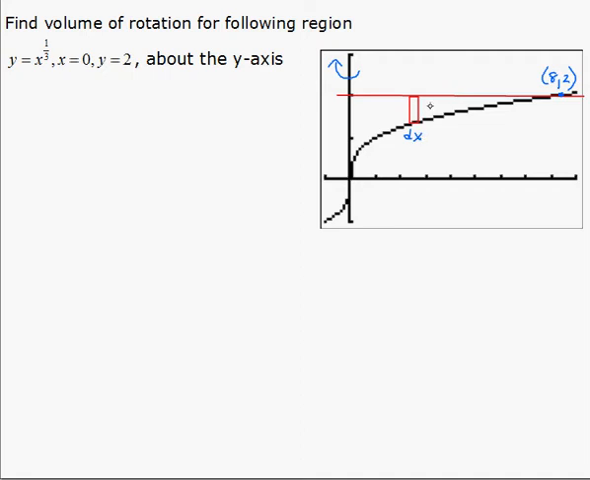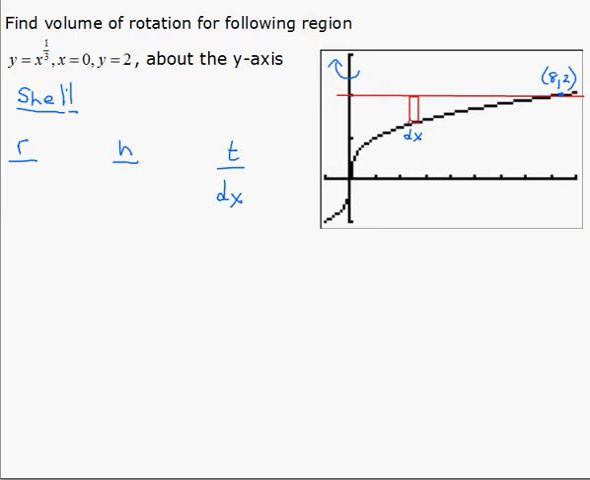Now we decide the equation. Since we're using dx, it's parallel to our axis of rotation. That tells us we have to use the shell method. Using the shell method, we need three things. We need the radius, we need the height, and we need the thickness. The thickness in this case is dx.